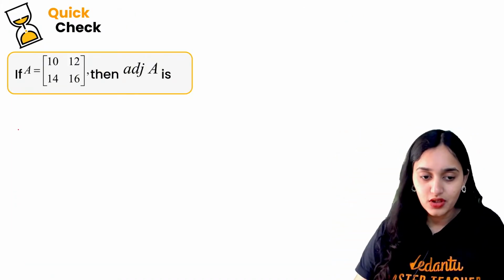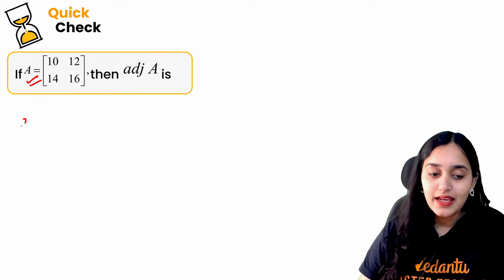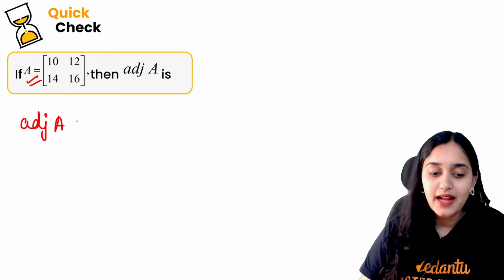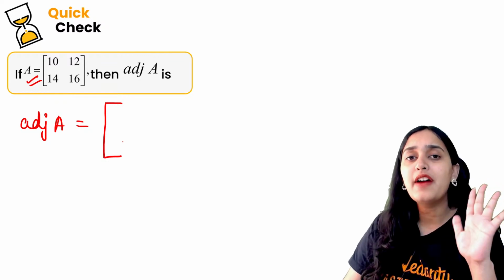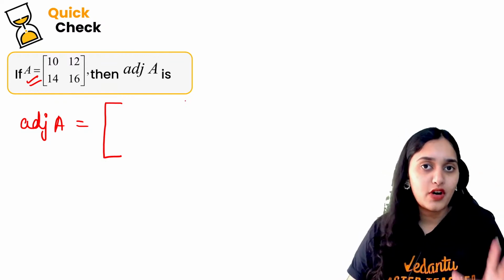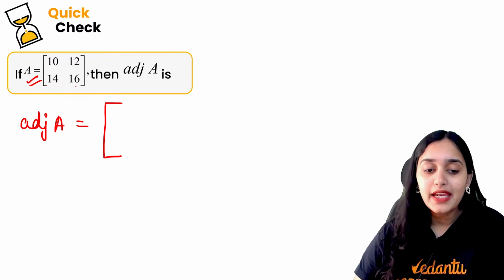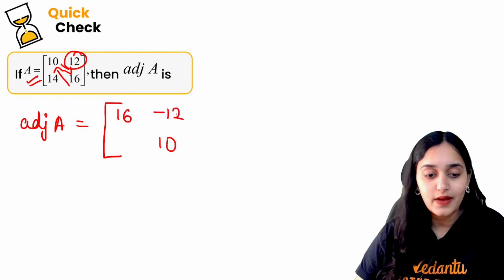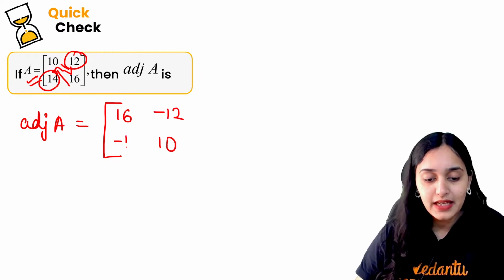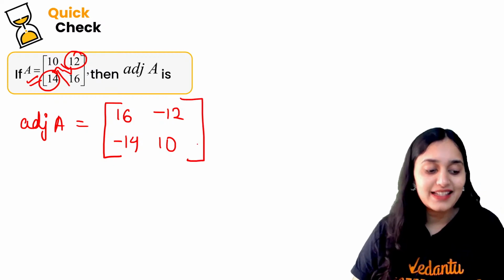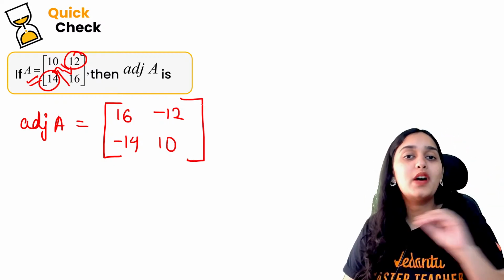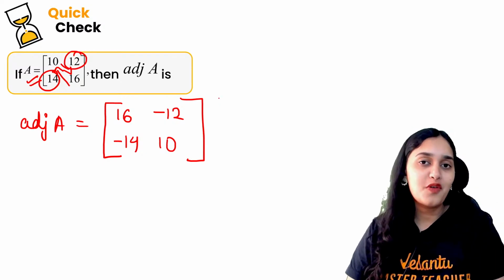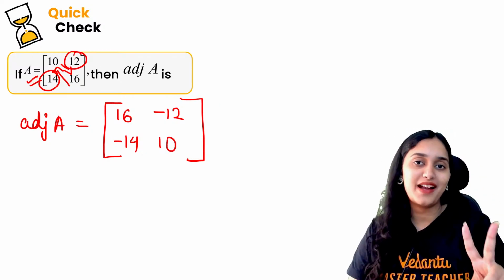Let's apply it in a question. So if A matrix is this, adjoint of A matrix will be simply, no need to find out cofactor, directly you can write adjoint of the matrix. So adjoint of the A matrix will be 10 will go here, 16 will go here. So 16 here, 10 here. Next, 12 will become minus 12. 14 will become minus 14. That's it. This is the adjoint of the matrix in one single step. No need to find out cofactor. Only for 2 cross 2 matrix.